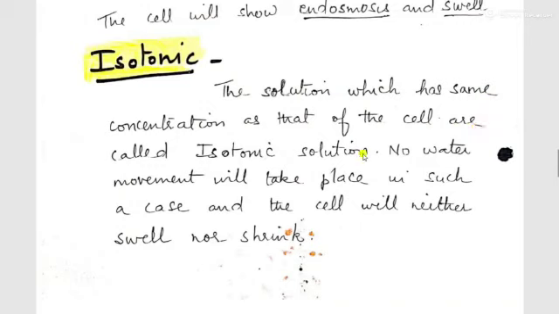Isotonic solution means when the solution has same concentration as that of the cell, then it is called isotonic solution. It means two solutions with a semi-permeable membrane in between and both have the same concentration, then we say that the solutions are isotonic. In such a case, no water movement will take place on either side, so neither the cell will shrink nor it will swell.